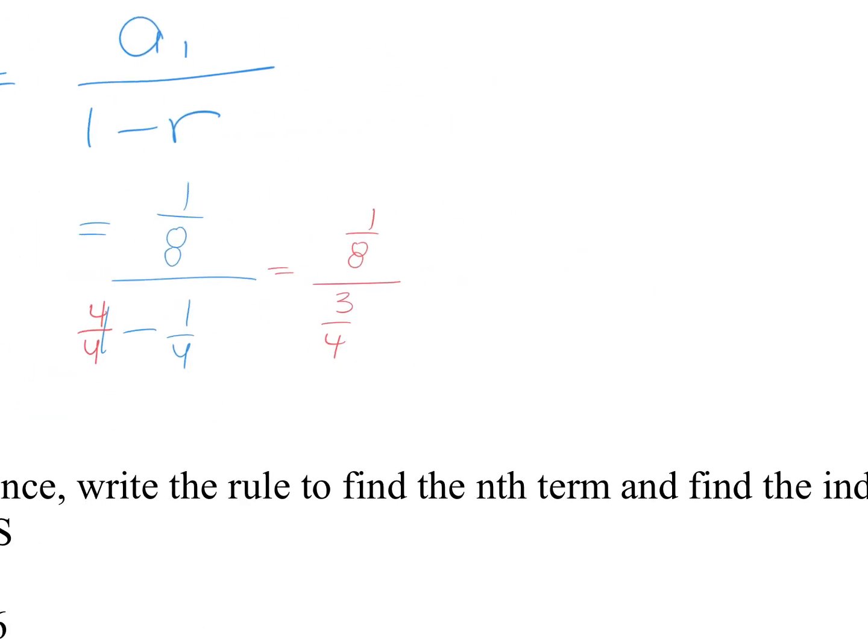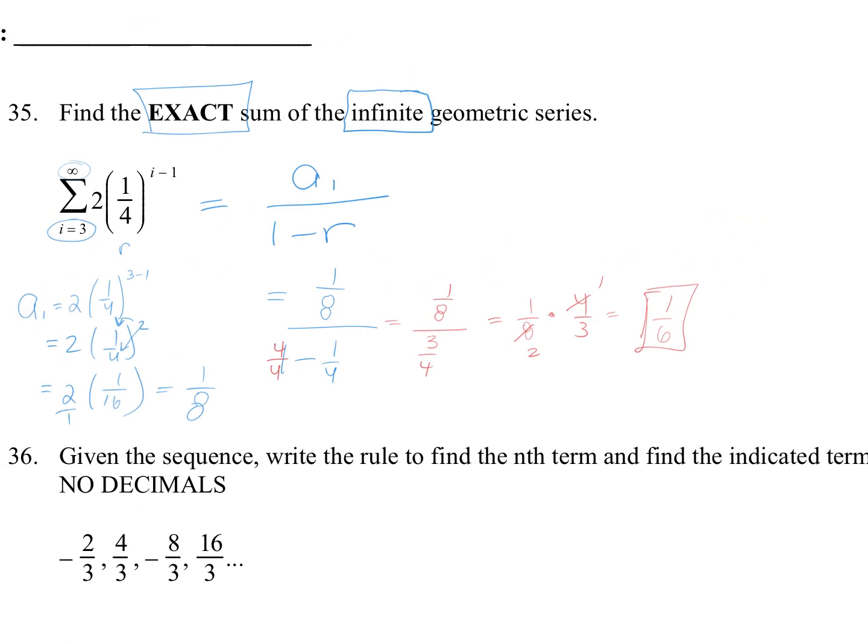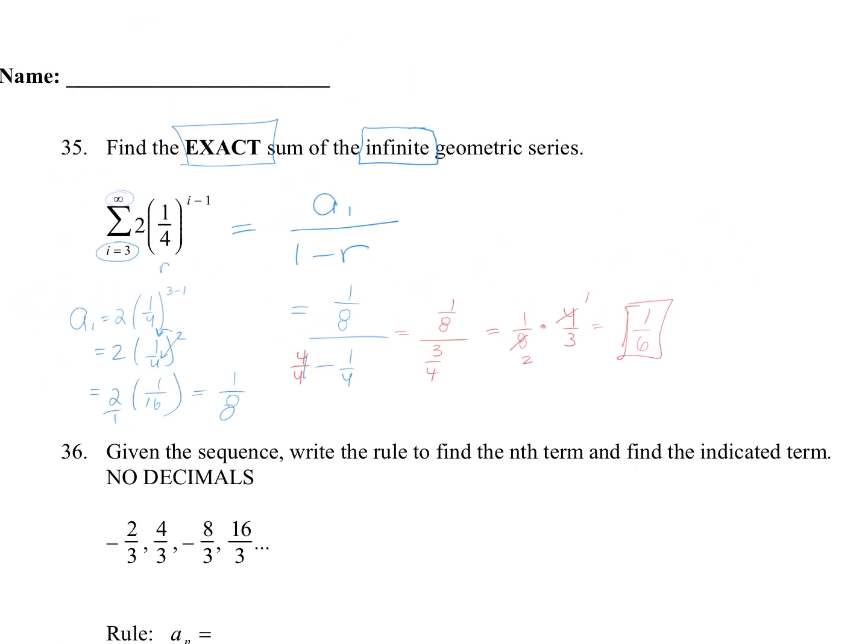Would you keep your answer like this? No. What do we need to do? Keep, change, flip. So 8 becomes 2. This becomes 1. What is your answer here? 1/6. When it says exact, that means no decimals. So you're going to have to keep it as a fraction.